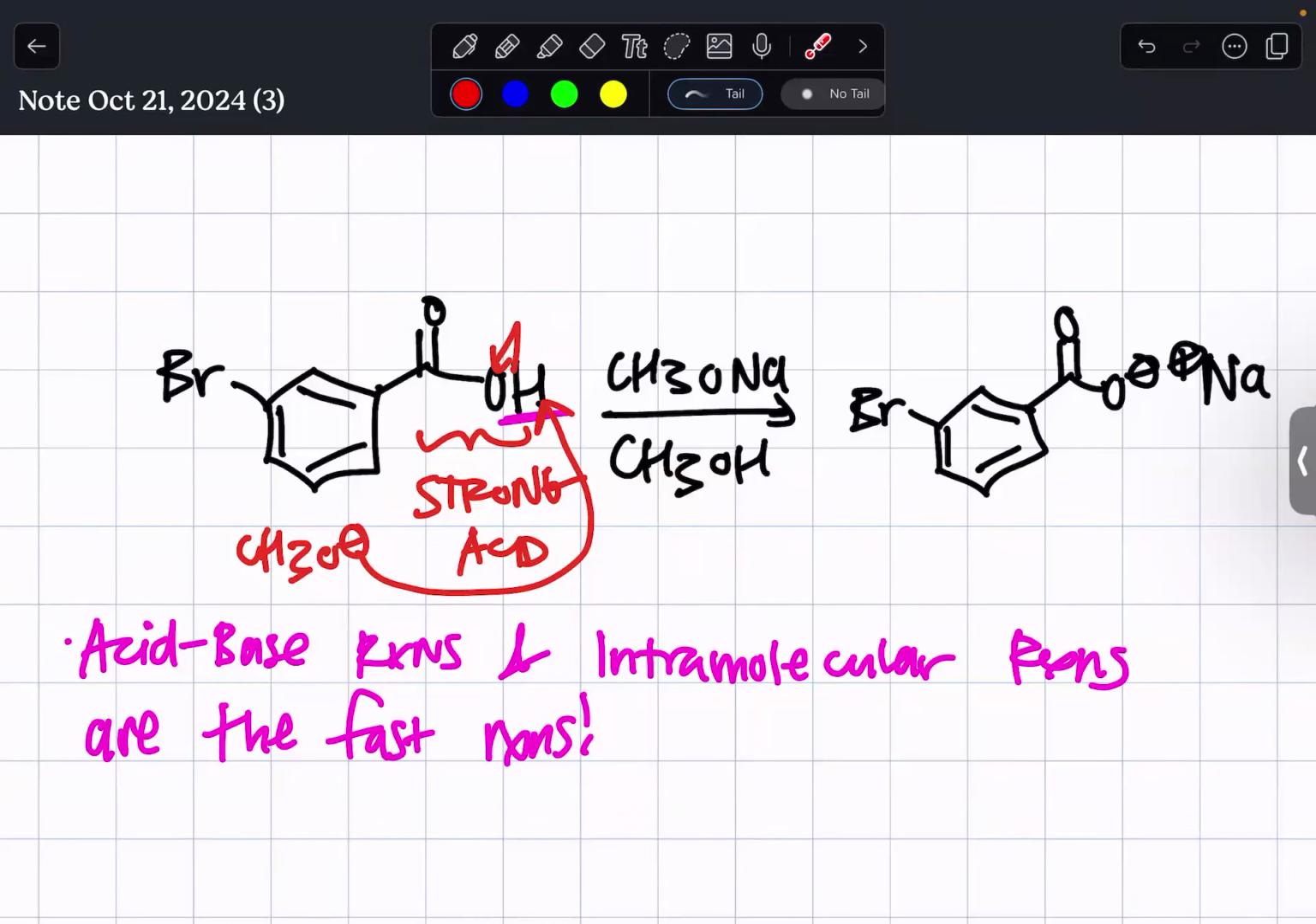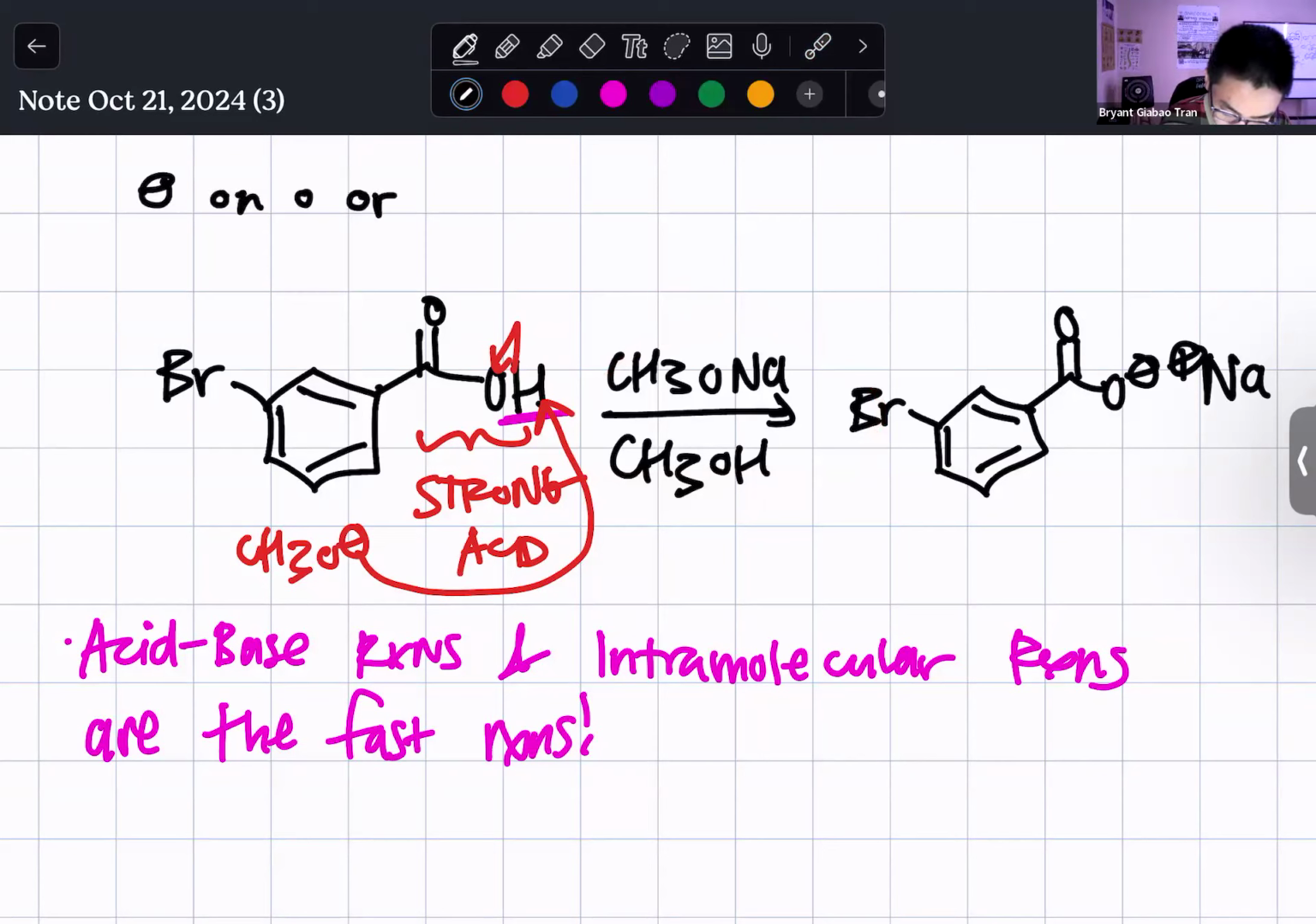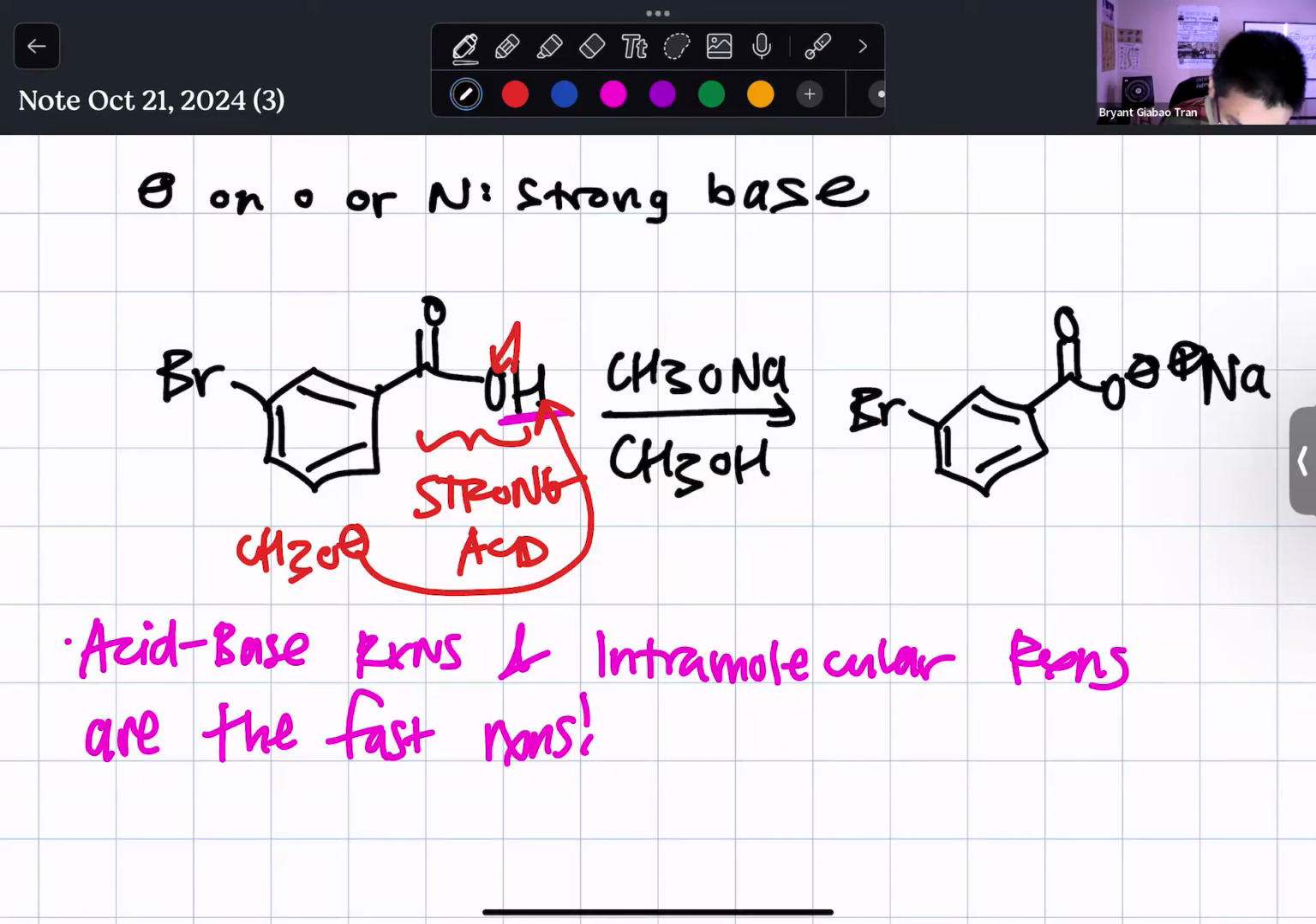How do you know? I sometimes struggle to find out when the acid-base reaction will occur. Basically, when it's an oxygen or a nitrogen with a negative charge, that's a strong base, right? And so it will always go for the hydrogen of the carboxylic acid first. Yep. Negative charge on oxygen or nitrogen is a strong base, but another thing that could also deprotonate the carboxylic acid is going to be a neutral amine.